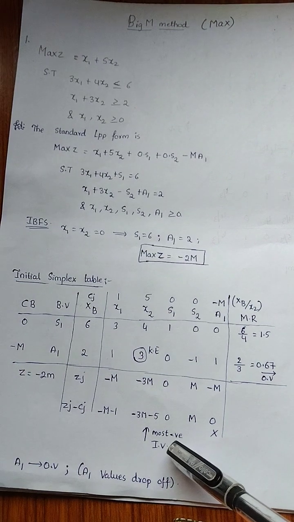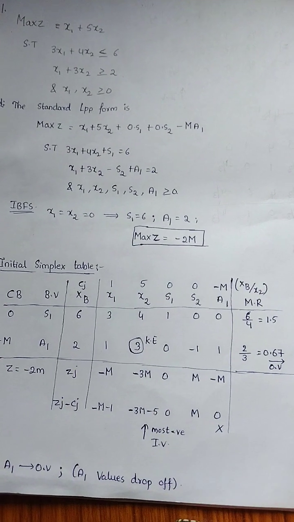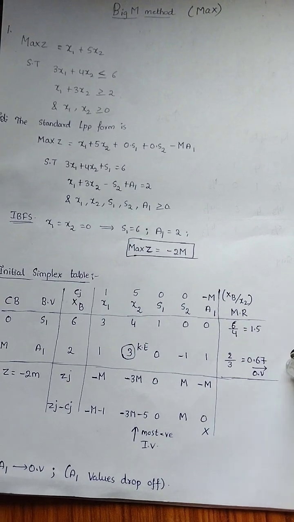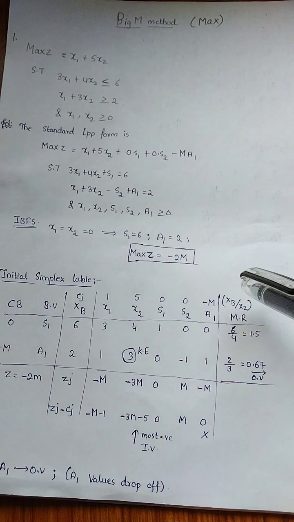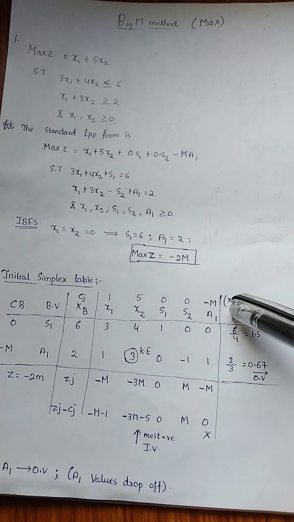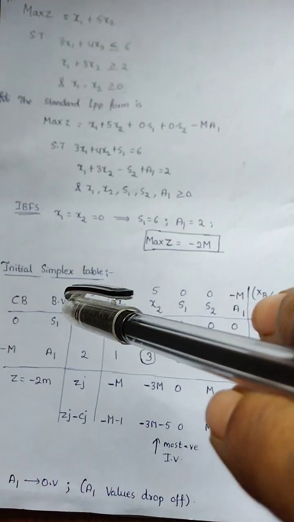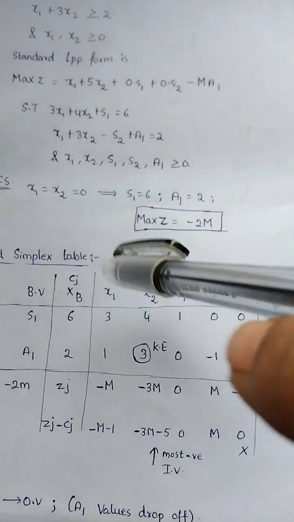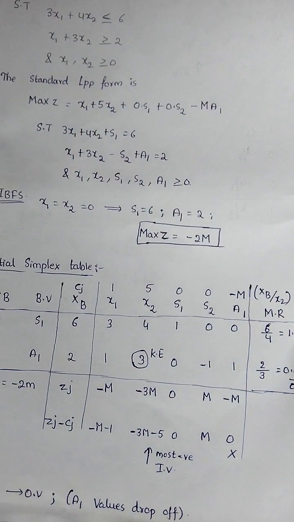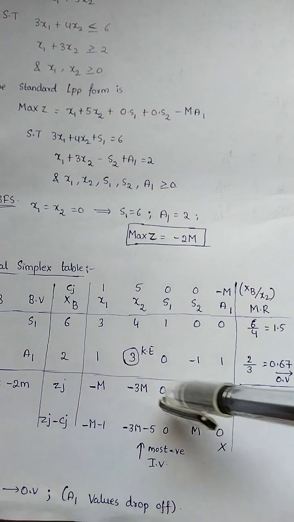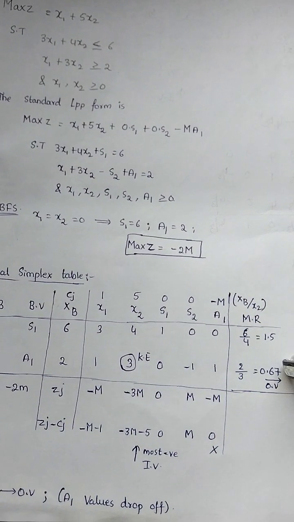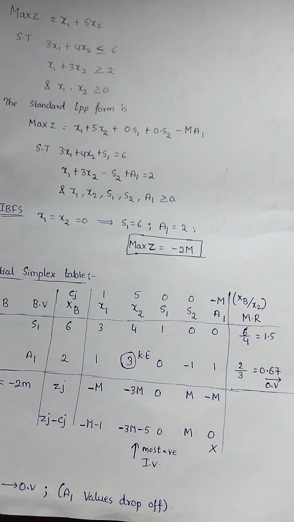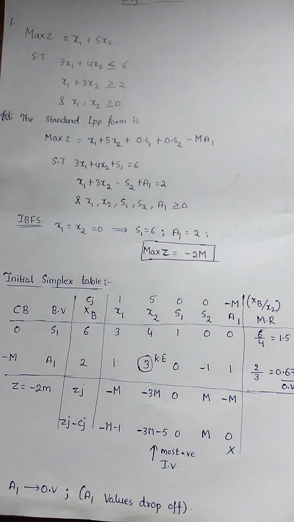After finding the incoming variable, we have to find the outgoing variable. How are we going to find the outgoing variable? The outgoing variable is found by the minimum ratio formula, xb by x2. Why x2? This is the incoming variable, that's why xb by x2. So 6 by 4 is 1.5. 2 by 3 is 0.67. Out of these two, what is the minimum value? 0.67. So this is your outgoing variable.